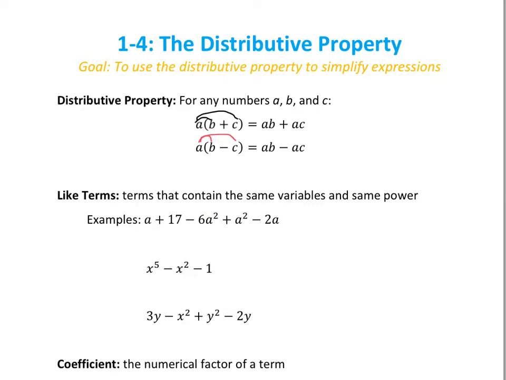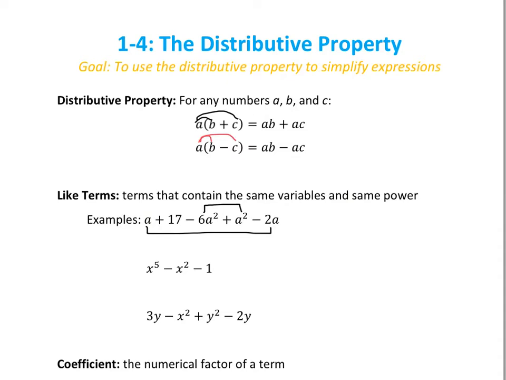Okay, so for example, we're going to pull out the like terms in all of these three quick examples. Okay, so a and negative 2a would be like terms because they have the same variable, a, and the same power of that variable. Since there's nothing, we assume it's the first power. Okay. Another set of like terms in that example are negative 6a squared and a squared, because same variable, a, same power, there's two of them, power of 2. And 17 doesn't have any other numbers in there, so there are no like terms with 17 in that example.